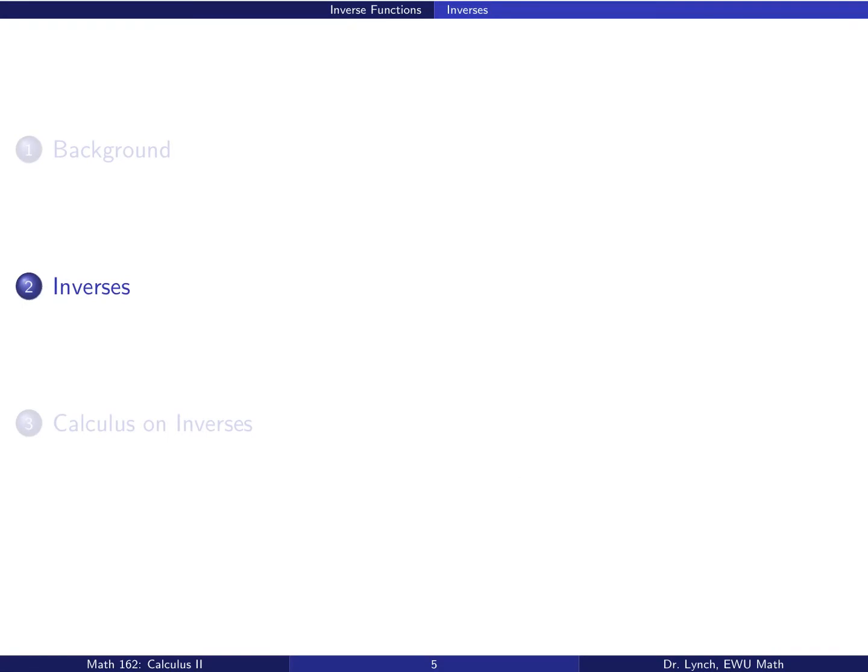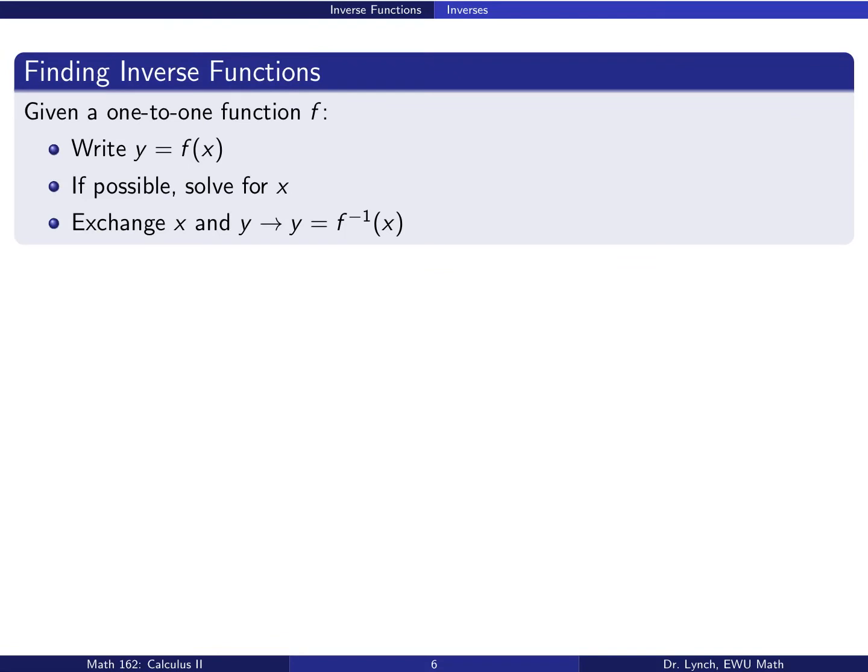So let's go ahead and talk about finding inverses and finding a couple. Here's a general strategy to find an inverse function given a one-to-one function f. So we'll start off by writing y equals f of x. If possible, solve for x, and then exchange x and y, and the thing sitting in front of you should be the inverse function.